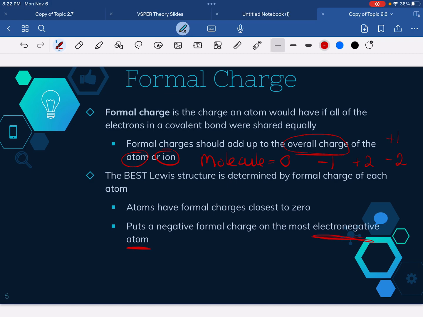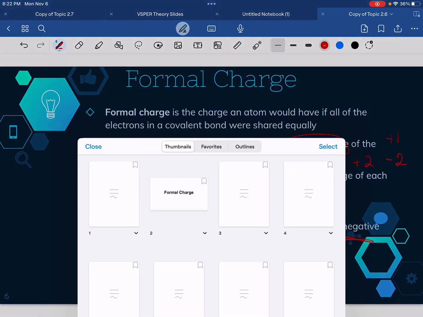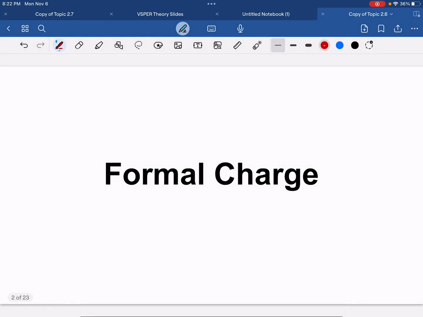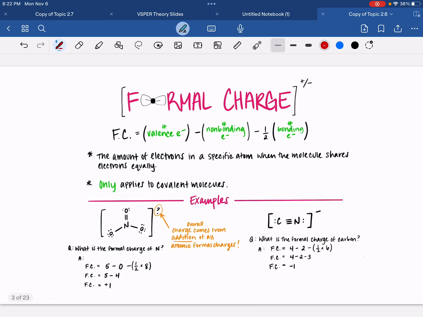Give me a second here, and I am going to flip back because I've added some slides to talk more about formal charge that I think make it a little bit clearer. So again, formal charge, the actual calculation is the number of valence electrons minus the non-bonding electrons minus half of the bonding electrons.